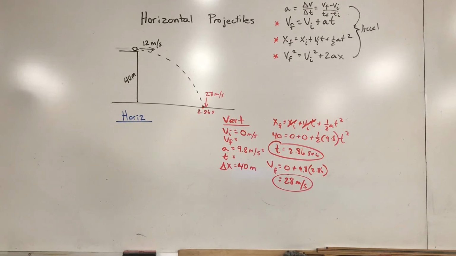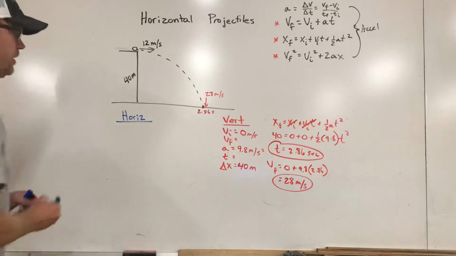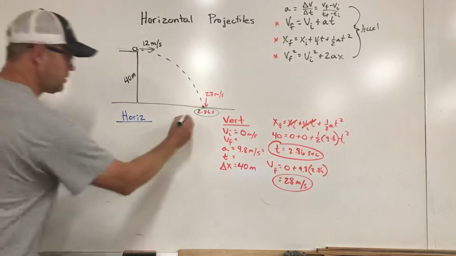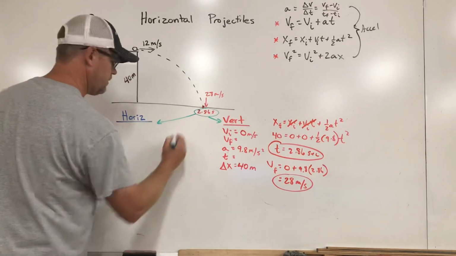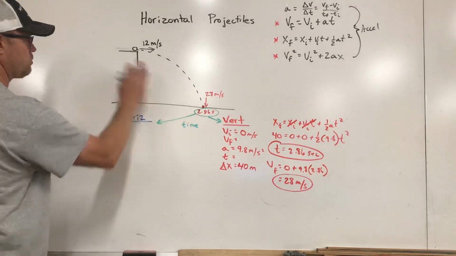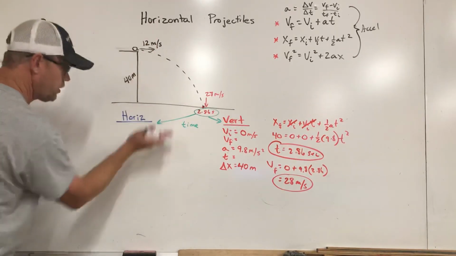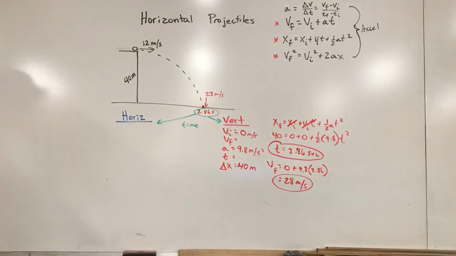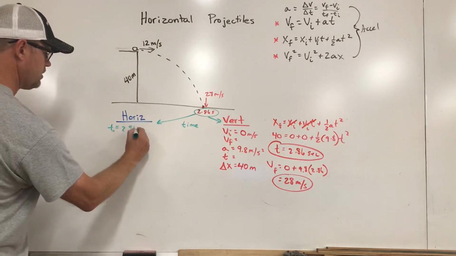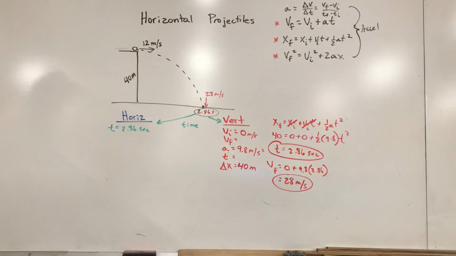Now it's time to take a look at what's happening horizontally. And there is one big connecting factor here. No matter which one we're looking at, both of them deal with the same time. Okay, this is our connecting rod. The time of flight. So it's going to be in the air for 2.86 seconds. Whether we're looking at the horizontal movement or the vertical movement, that time of flight is the same value no matter how we look at it. So I know the time is going to be 2.86 seconds.